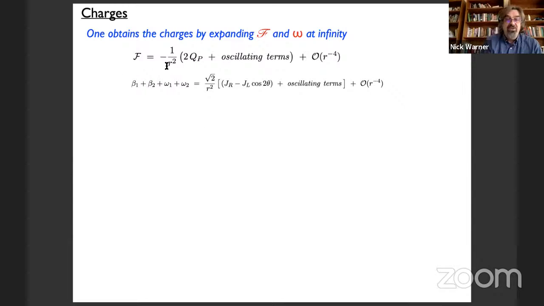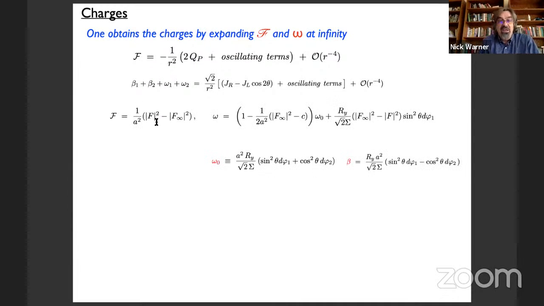And remember what you're supposed to do. You're supposed to look at the sort of leading terms in F. You ignore oscillating terms because they'll average to 0 over any compact circle. And then you look at subleading pieces. And then for the angular momentum, you read them off from, it turns out to be beta plus omega. And you ignore all oscillating terms. So we put in this and look at what we get.